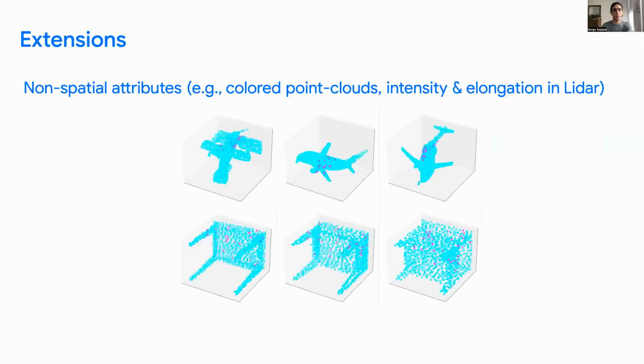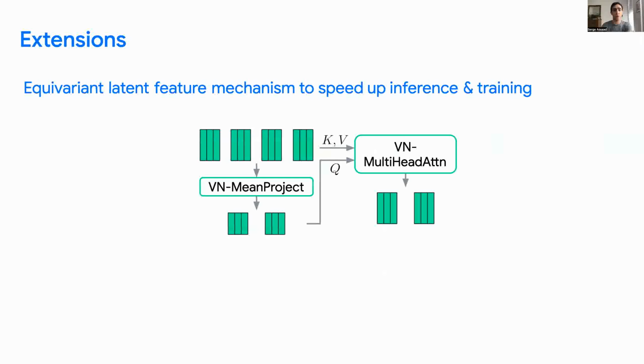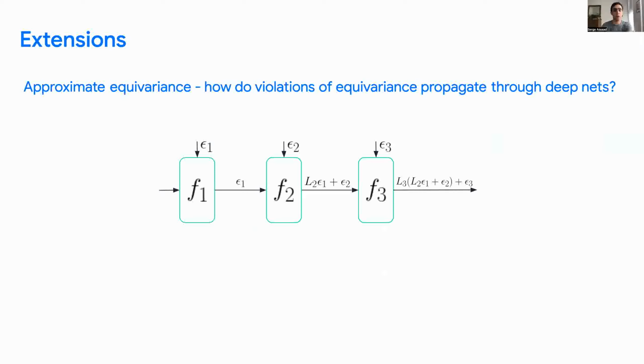Some extensions I'd like to mention. First, we discuss different ways to incorporate non-spatial attributes. We explore an equivariant latent query mechanism, which speeds up inference and training. We introduce a notion of approximate equivariance and characterize how violations propagate through deep networks.